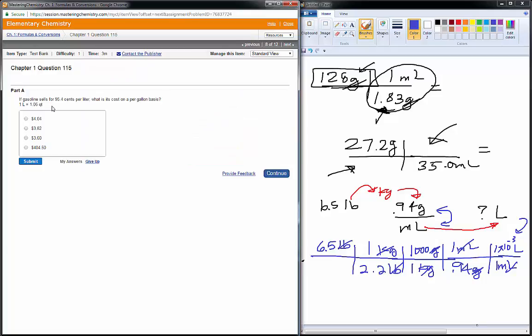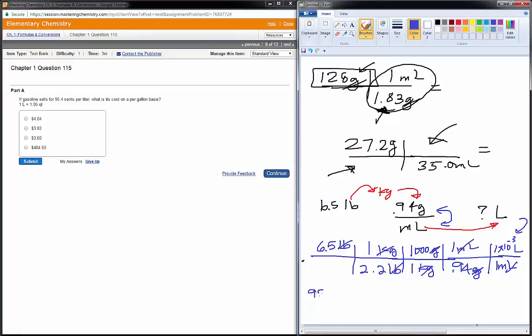If gasoline sells for 95.4 cents per liter, what is it on a cost per gallon? Here they even gave you the conversion factor, so that's nice. 95.4 cents per liter. That's a cents. They want dollar per gallon. So we're going to have to convert from liters to gallons, but also from cents to dollars. And let's do that right now. That's easy. 100 cents is $1. We cancel that out. If we want to go from liters to gallon, they told us liters to quarts.